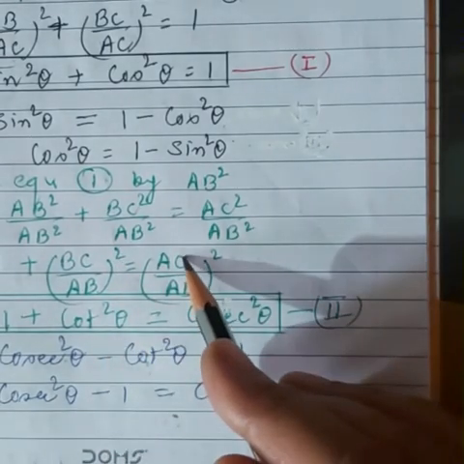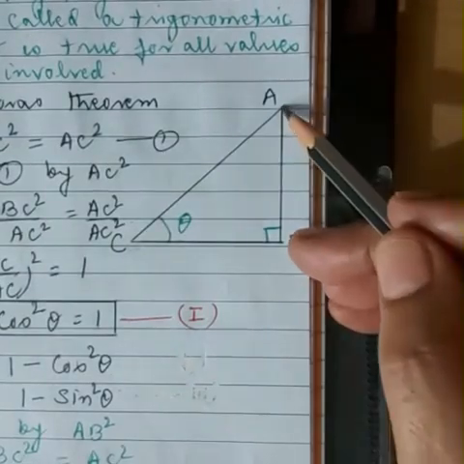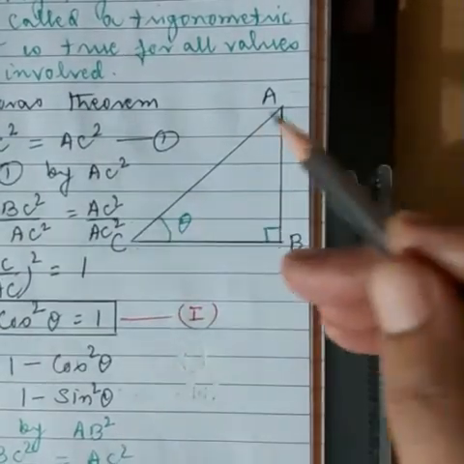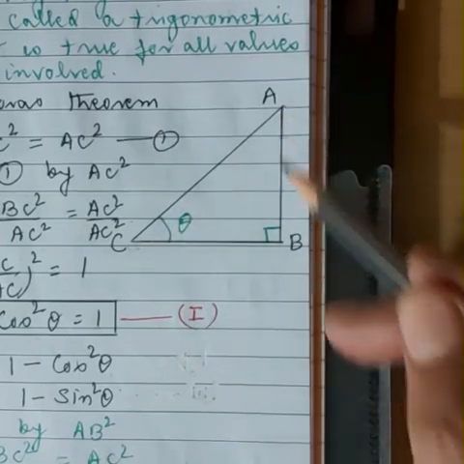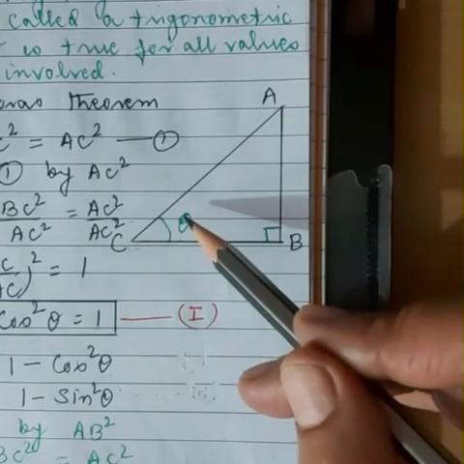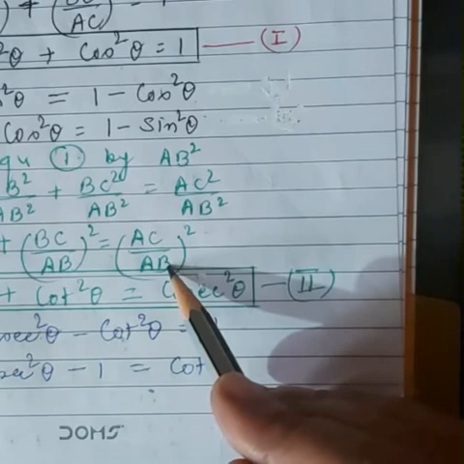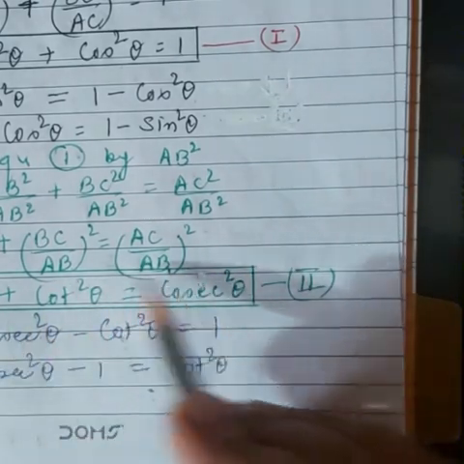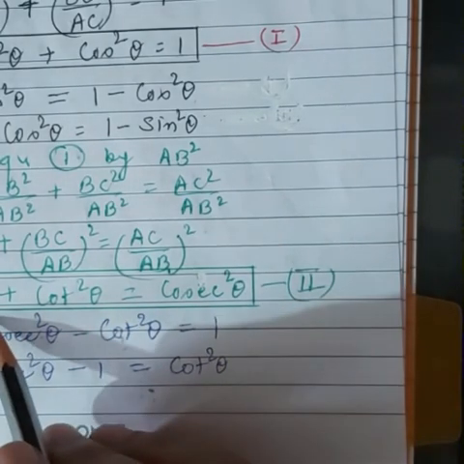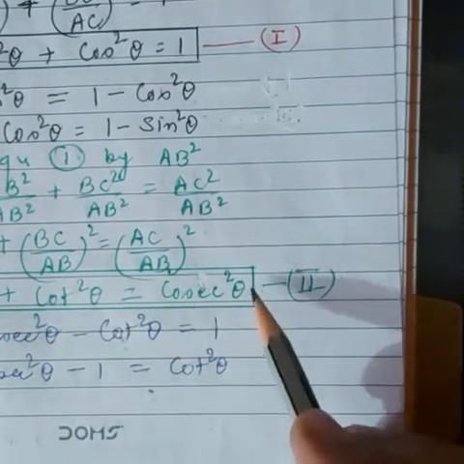Now come to the AC by AB. See here in the figure, AC, this hypotenuse by AB. Hypotenuse by perpendicular is cosec theta. So AC by AB is cosec square theta. So the second basic identity we have got is 1 plus cot square theta is equal to cosec square theta.